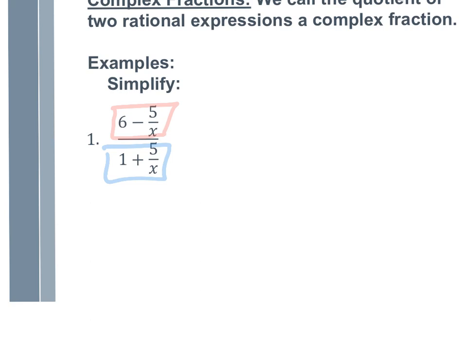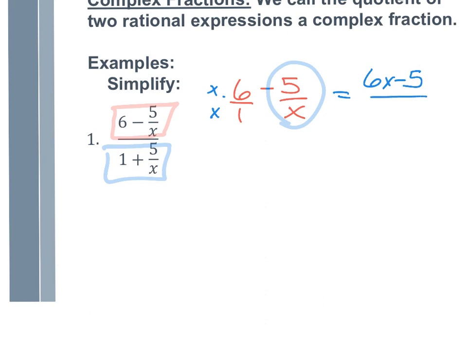So let's do the top first, the red. So I have 6 minus 5 over x. I need to find a common denominator here. And you can see that the common denominator is going to be x. So this one already has the x. All I need to do is multiply the numerator and the denominator of my first fraction by x. So this will become 6x minus 5 over x.